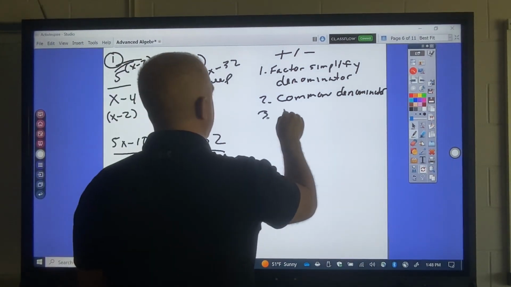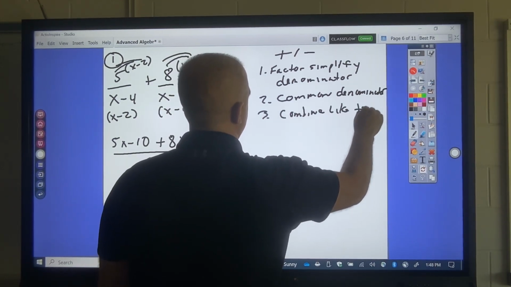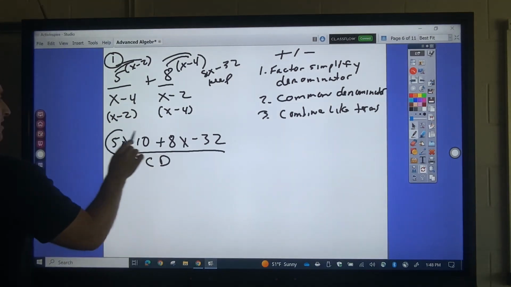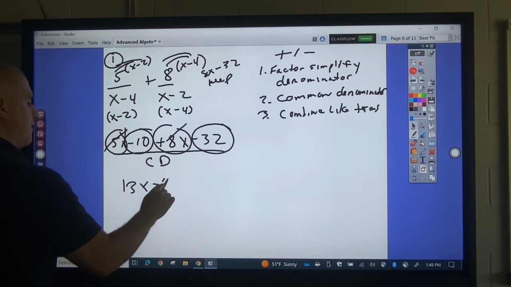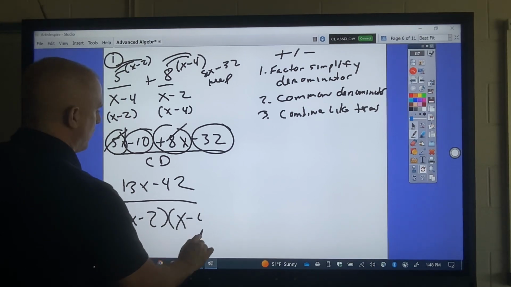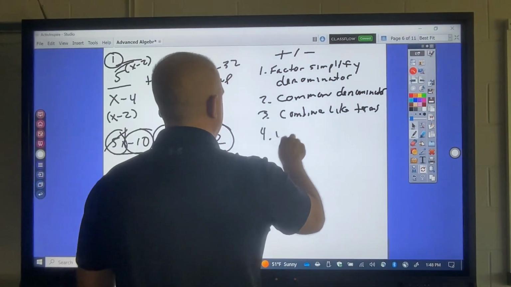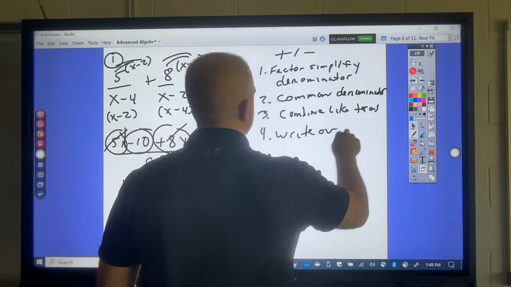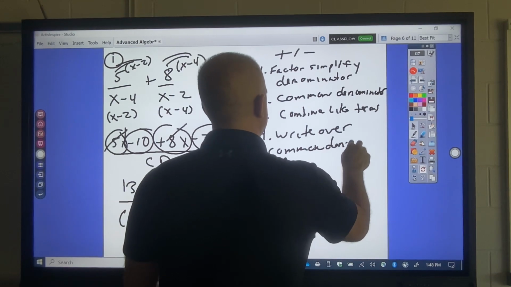Okay, and then what I want to do is combine like terms. So 5x plus 8x would be 13x. Then negative 10, negative 32, negative 42, all over x minus 2 and x minus 4. All right, and then I'm just going to write over the common denominator. All right, very simple.